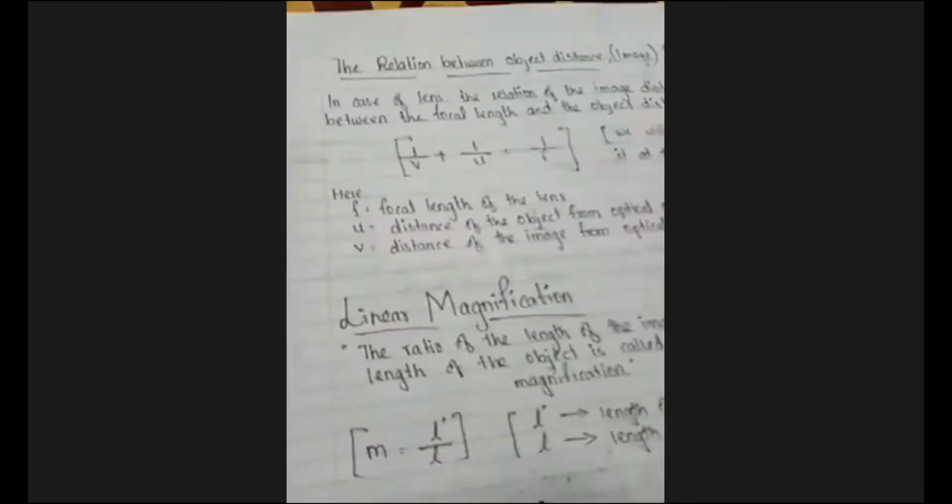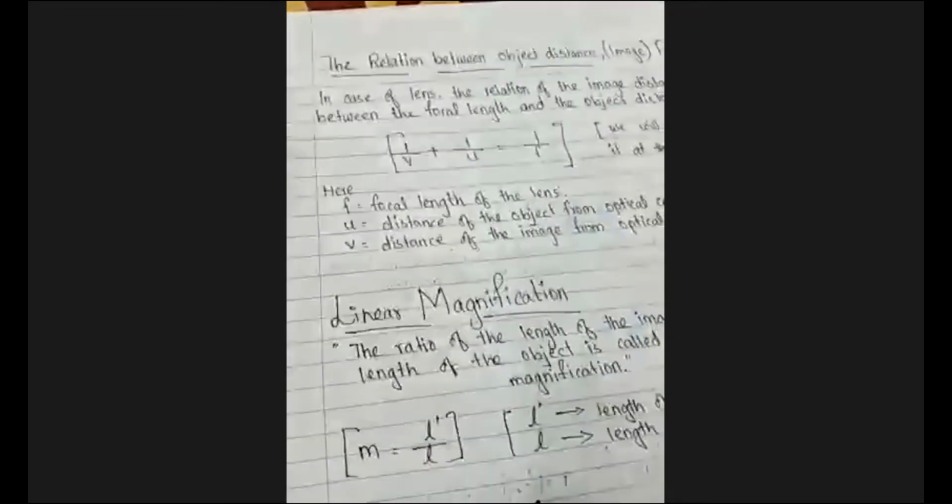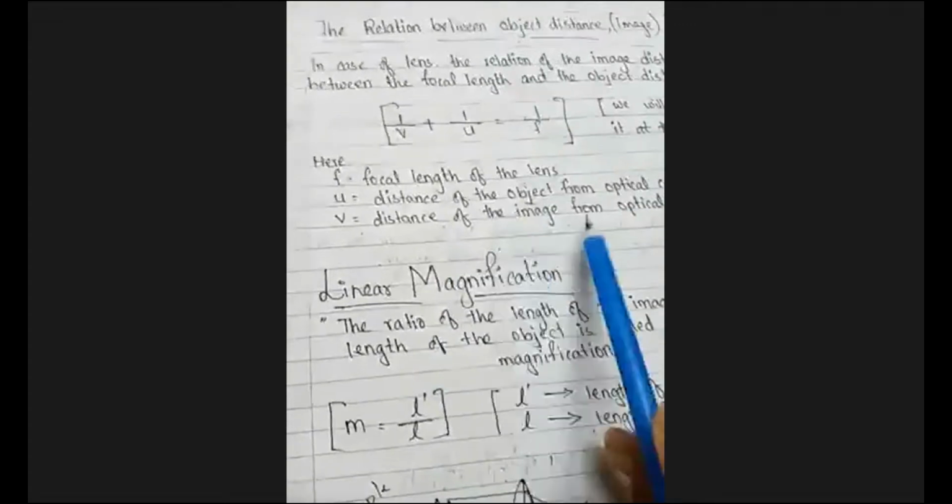So we have to understand the quantities. F is the focal length of the lens. U is the distance of the object from the optical center, and V is the distance of the image from the optical center.